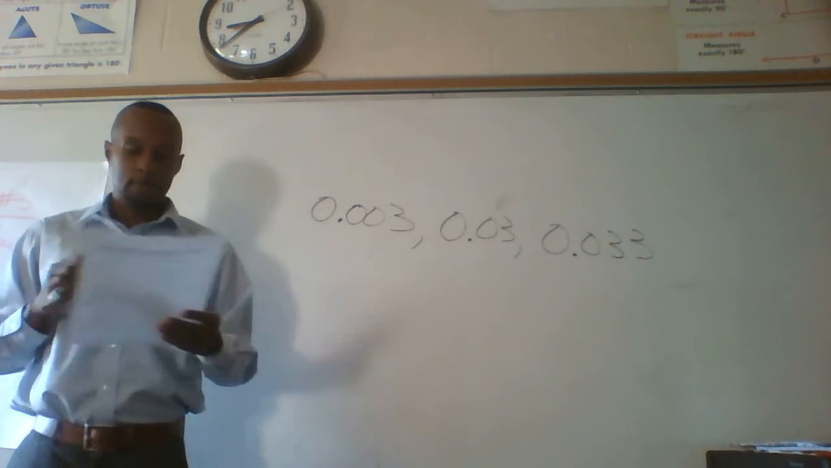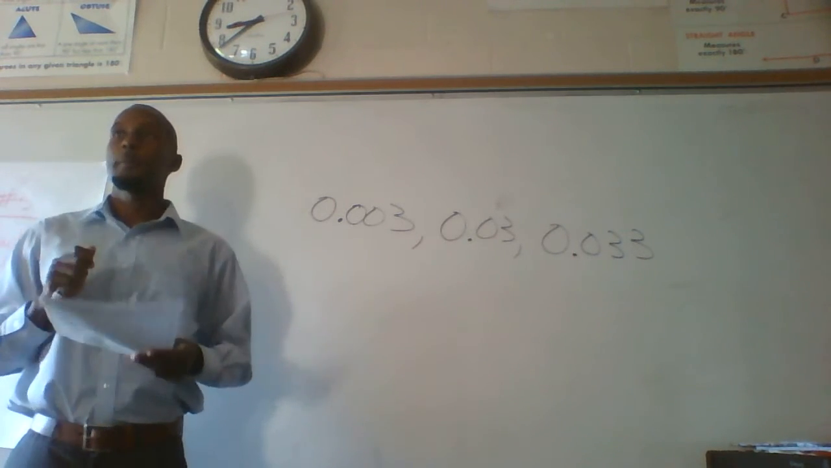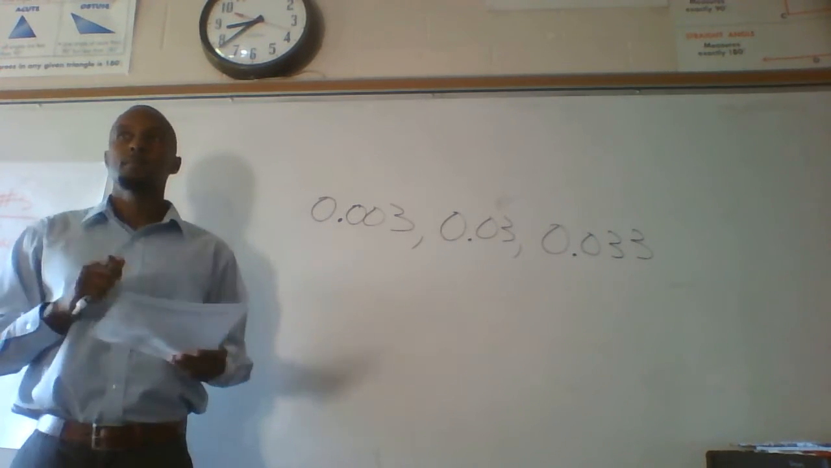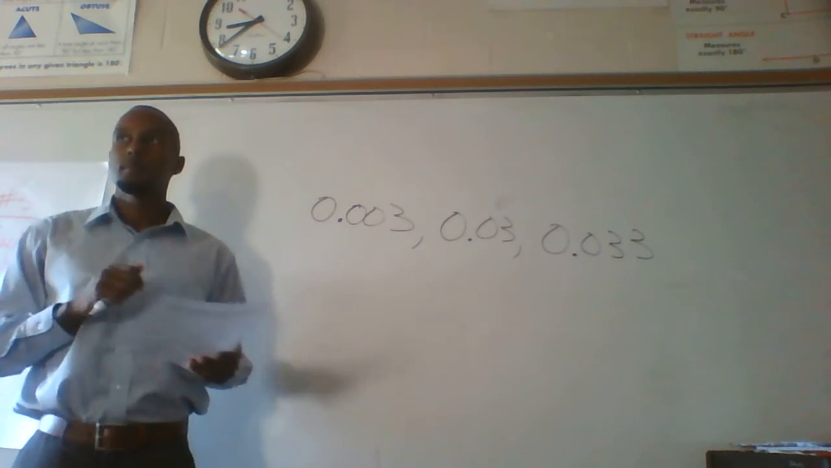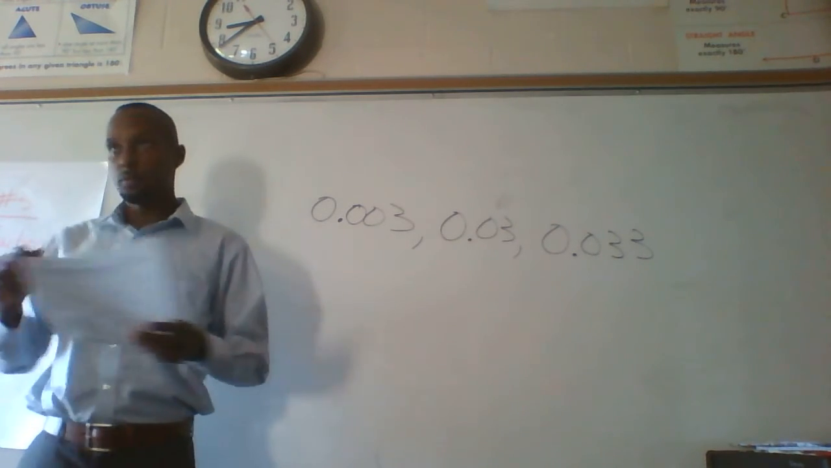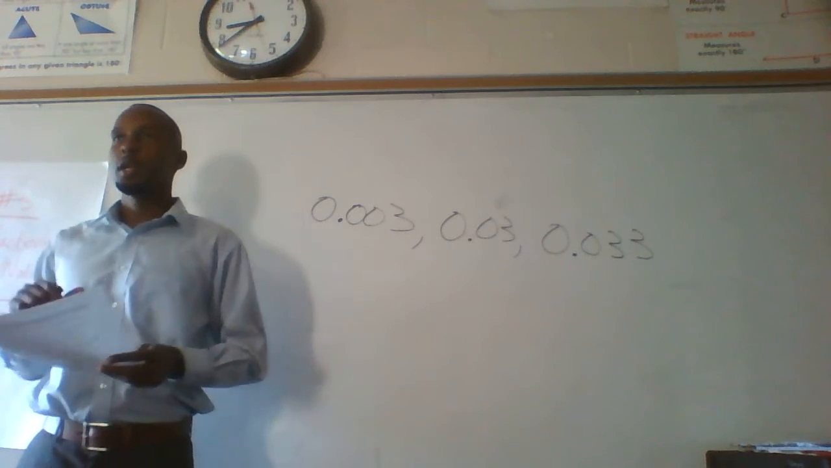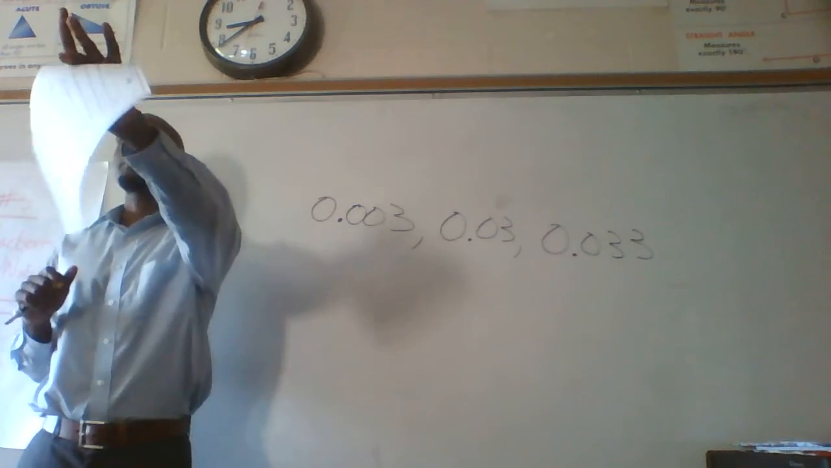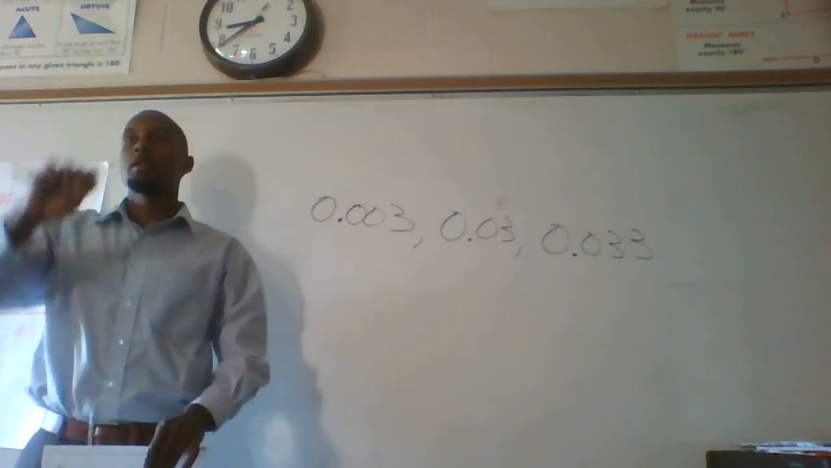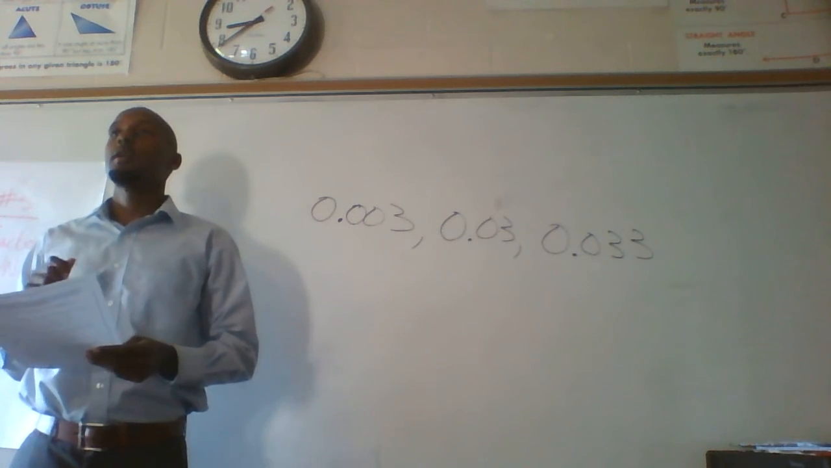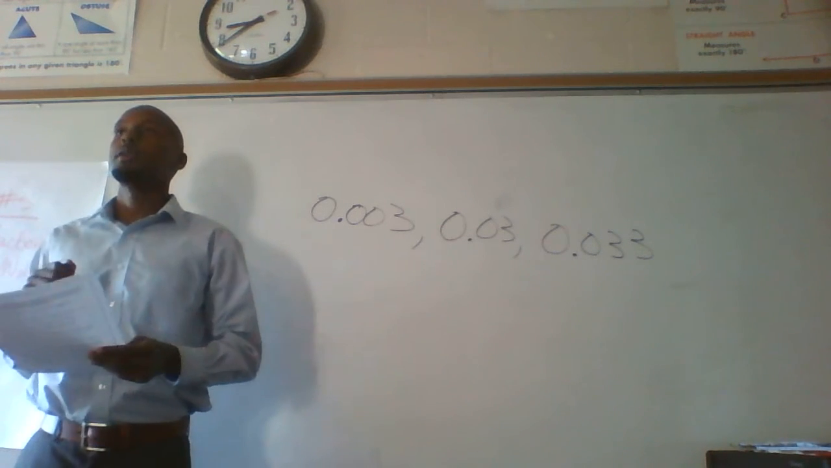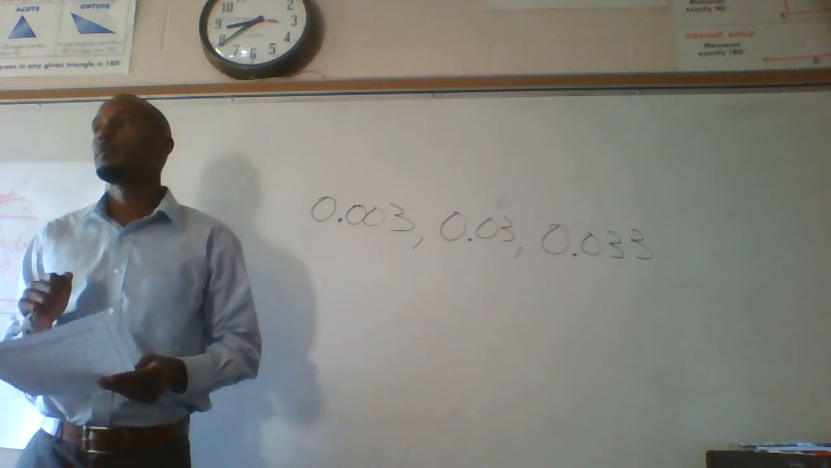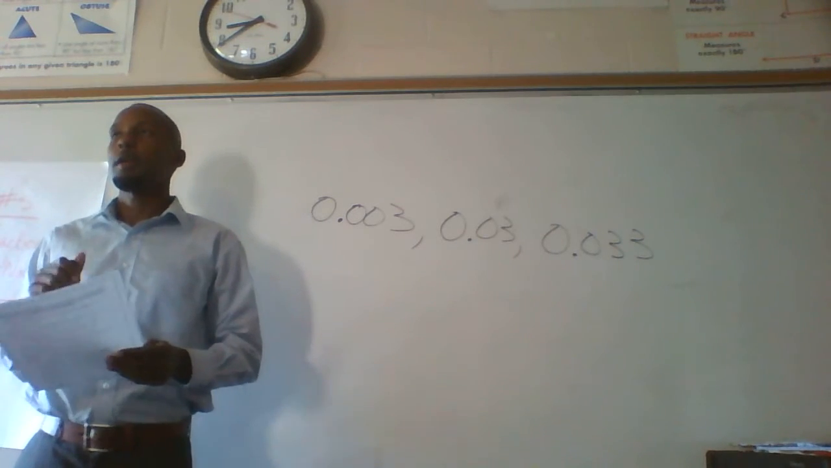I think the first one would be the 0.033 first, and then that would be second, and that would be third. Say the number, don't just point. I want you to say the number. 0.033 is first, and then 0.003 is second, and then 0.03 is third. Okay.